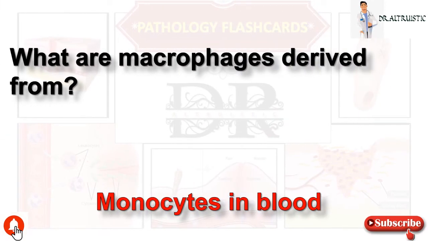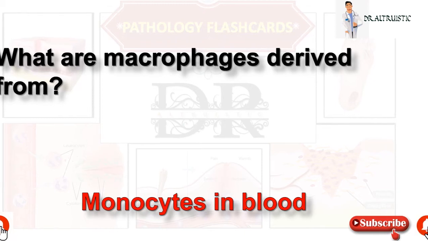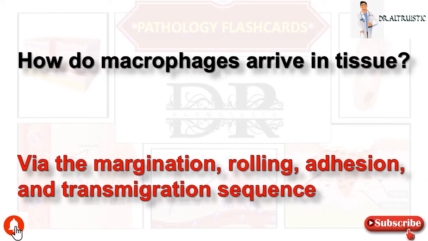What are macrophages derived from? Monocytes in blood. How do macrophages arrive in tissue? Via the margination, rolling, adhesion, and transmigration sequence.